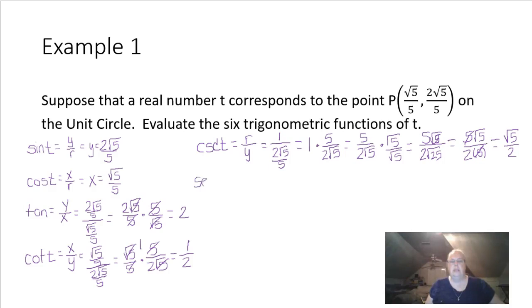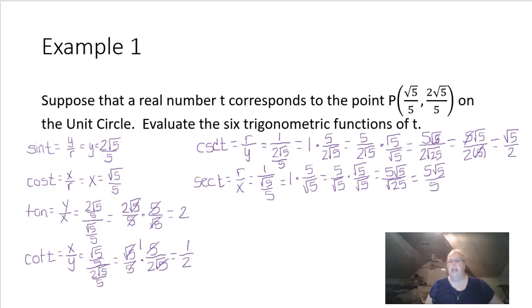The secant of t is defined to be r divided by x. That means we have 1 divided by the square root of 5 over 5. This is going to turn into 1 times 5 over the square root of 5. That's just going to give me 5 over the square root of 5. But once again, we don't want to have a radical in the denominator. So we're going to have to multiply the top and the bottom by the square root of 5. This is going to give me 5 square roots of 5 in the numerator. And in the denominator, I'm going to have the square root of 25. But I know the square root of 25 is 5. So this fraction becomes 5 times the square root of 5 over 5. And then these two fives will cancel out. Again, this one's underneath the radical, so don't touch it. And then your answer is going to be the square root of 5 for the secant of t.